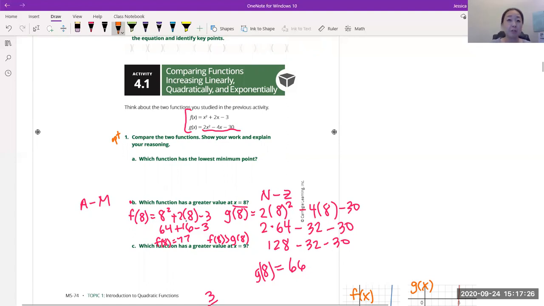So once you do that, you should no longer see any x's. If you still see x's, you did something wrong. You didn't substitute properly. All right, and then you would have gotten, remember the exponents first. Most people got to here okay. 77 was a lot of people's answers.